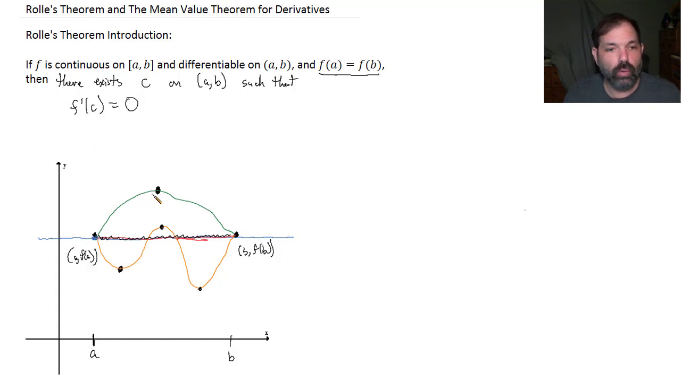For the curve in green, there was only one value of c that worked. But for the curve that I drew in orange, there were 3 c values that worked. For the curve that I drew in red, the constant line segment, the derivative is always 0, and so there were an infinite number of c values. It's an existence theorem. It tells us that a c exists. It doesn't tell us how to find it. It doesn't tell us how many.